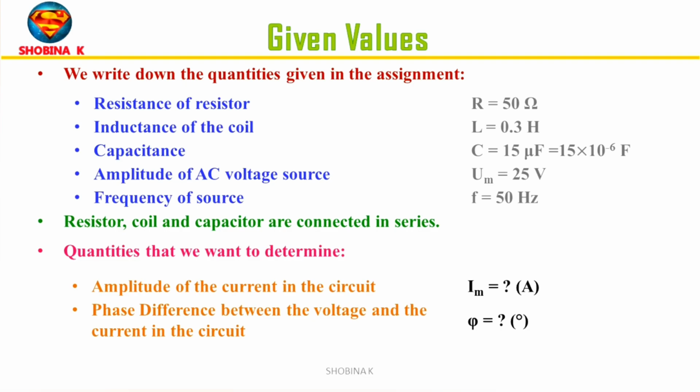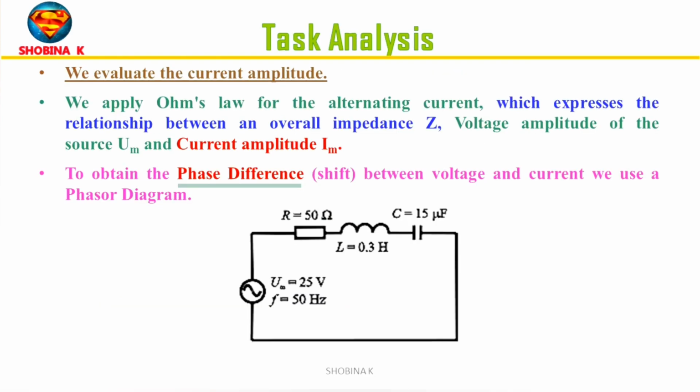So from the given values we need to determine the amplitude of the current in the circuit and next the phase difference between voltage and the current in the circuit. Now let's see how to solve this task. First we will evaluate the current amplitude. For that we apply Ohm's law for alternating current, which expresses the relationship between the overall impedance Z, the voltage amplitude of the source Um and the current amplitude Im.